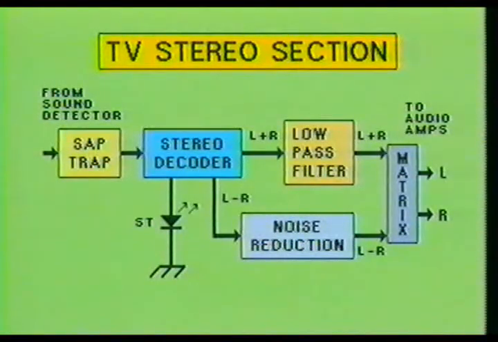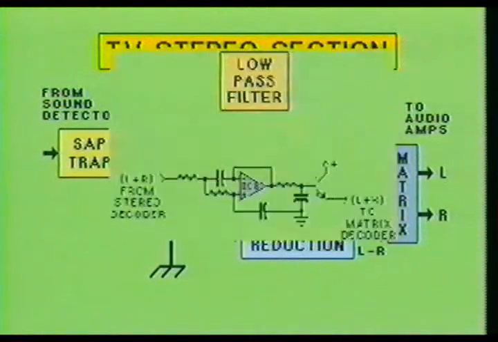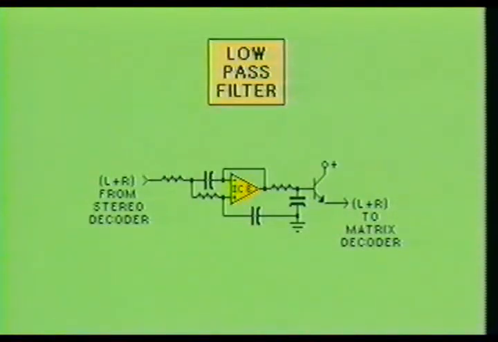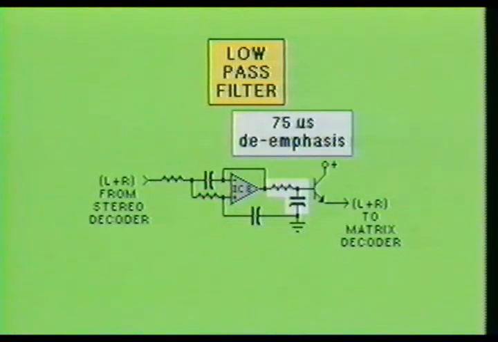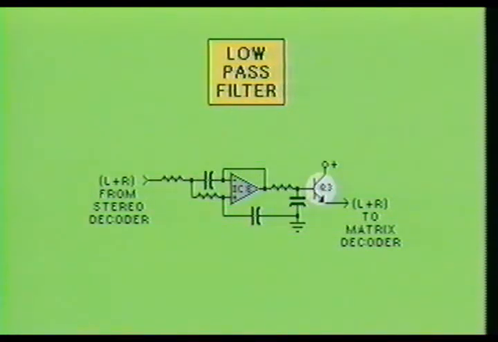The L+R signal leaves the stereo decoder and is passed to a low-pass filter. IC8 is an op-amp circuit designed for low-pass operation just like IC4. Right after IC8 is a 75 microsecond de-emphasis circuit exactly like the one used for the L-R section. The de-emphasized L+R signal is then passed through transistor Q3 to the next stage within the stereo television receiver.